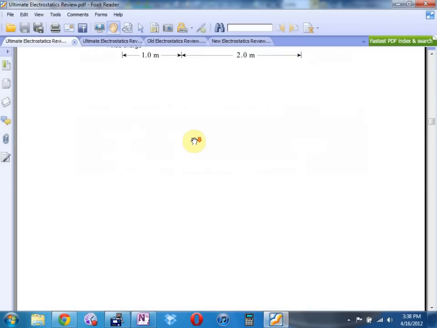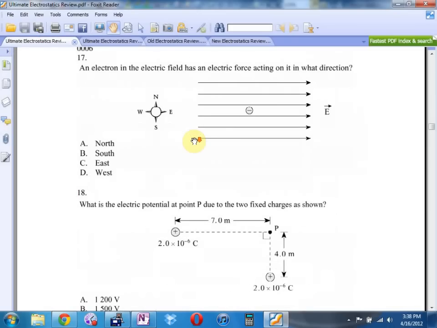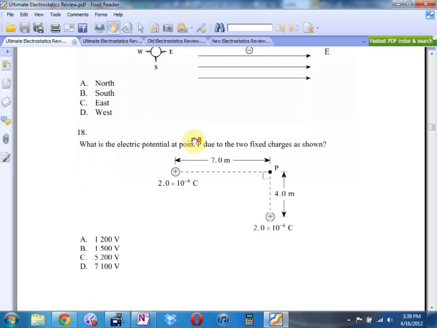16 I like. 17 I like. So here's an electron with the electric field to the right. Which way will the electron feel a force? You're right, I think. West. Because the proton would feel a force to the east, because we said the electric field is which way a positive or a proton would want to move if it could, which means an electron would want to move in the opposite direction, to the west. Sure.